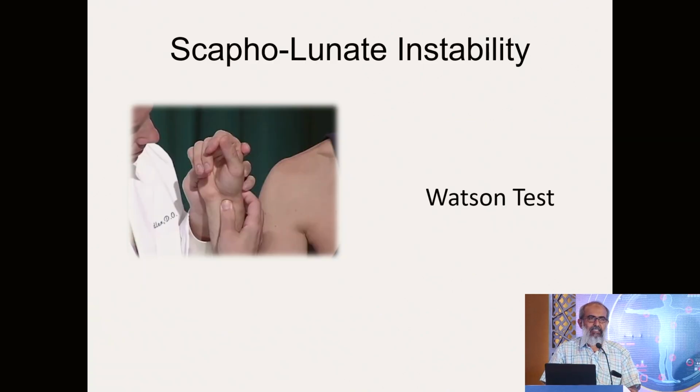Then the Watson test. In the Watson test, you hold the hand like this and stabilize the scaphoid over here. Okay, you know the scaphoid, and after stabilizing the scaphoid, you change the hand from ulnar deviation and extension to radial deviation and flexion. But you hold this scaphoid. So if there is an instability, the lunate will pop out with pain. So that is the scapholunate instability. That is the Watson test.